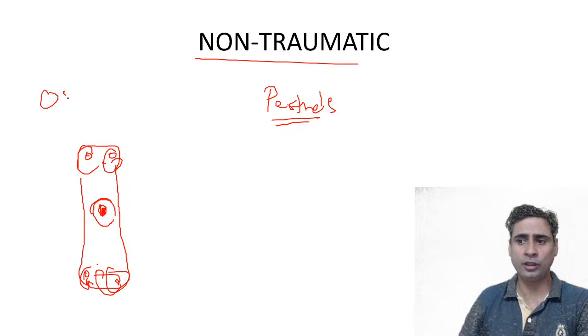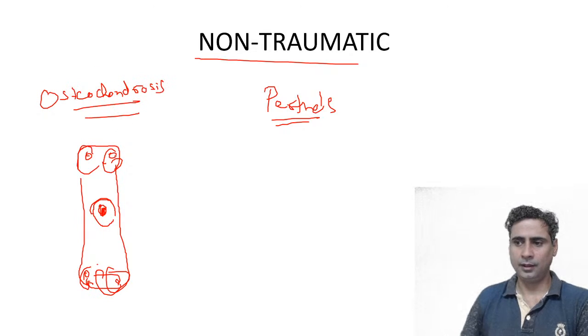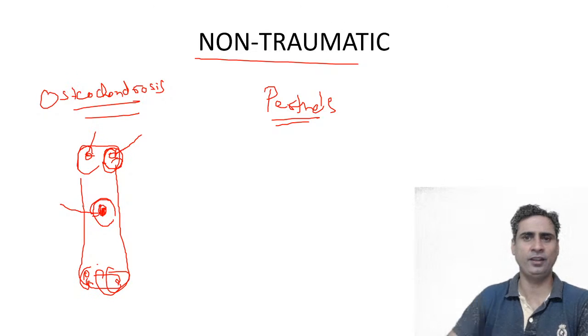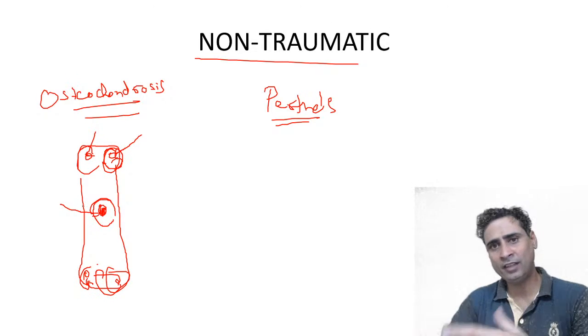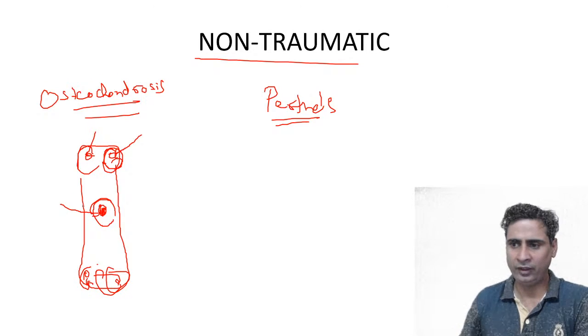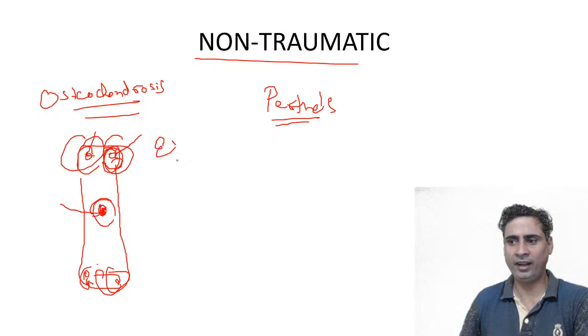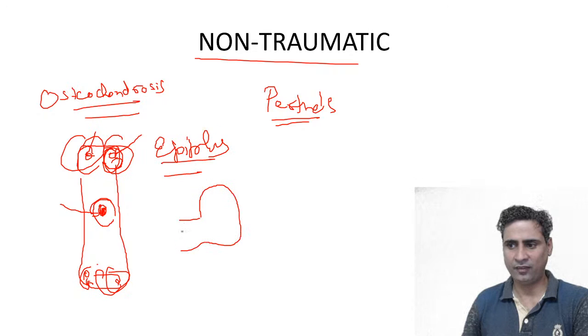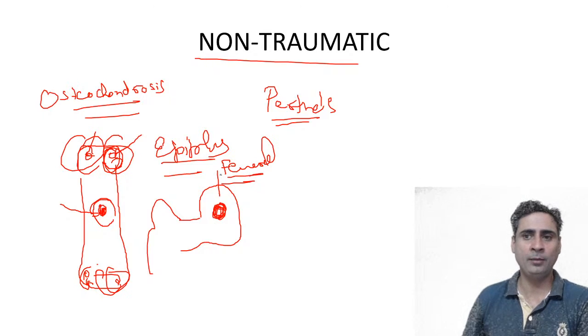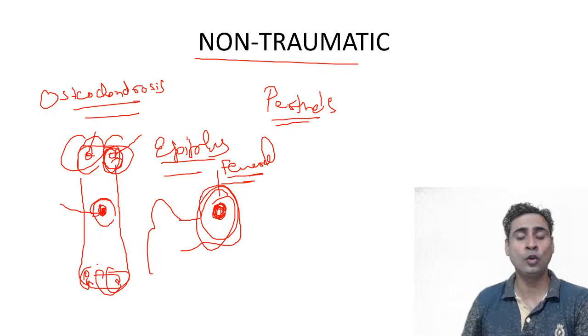Now what happens in osteochondrosis? The blood supply of either the secondary or primary ossification center is defective, leading to avascular necrosis of that particular center. If it is the secondary ossification center, it will affect the epiphysis, like in Perthes disease. Perthes disease affects the epiphyseal center, that is the secondary center for the femoral head. So in layman's language, there will be avascular necrosis of the femoral head in a growing skeleton.